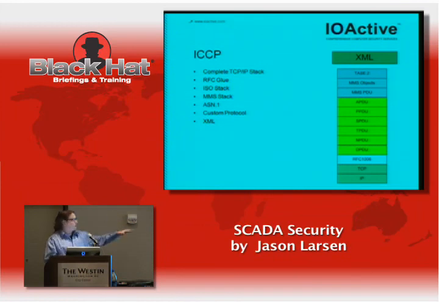At the bottom, you've got a traditional TCP/IP stack that everybody knows and loves, bound to port 102 and listening. Then you have a little bit of RFC 1006 glue. This is just a few headers that are used to translate data between the ISO stack and the TCP/IP stack. On top of that, you have one or more or lots or none of the layers of the ISO stack.